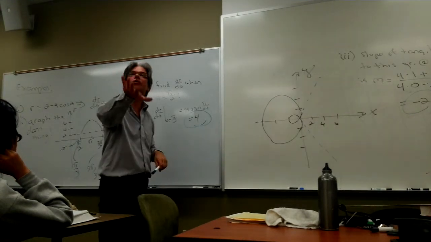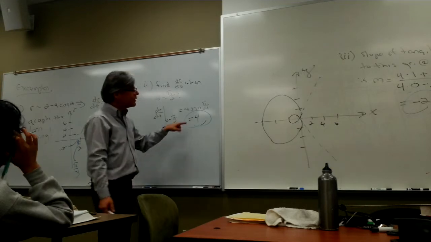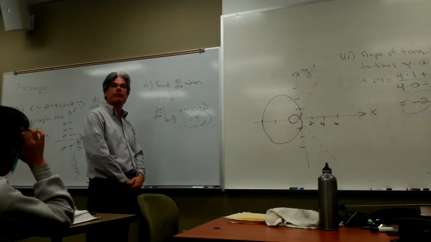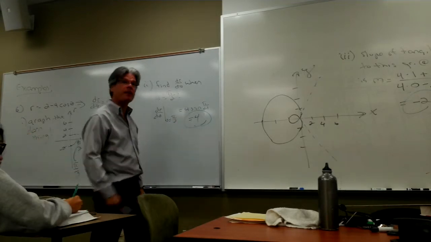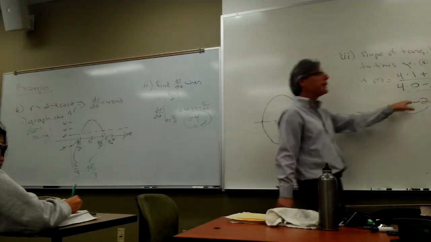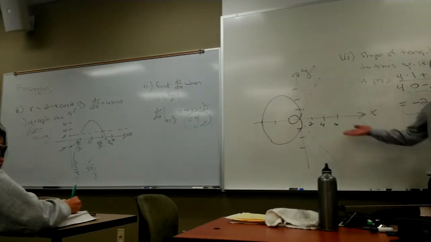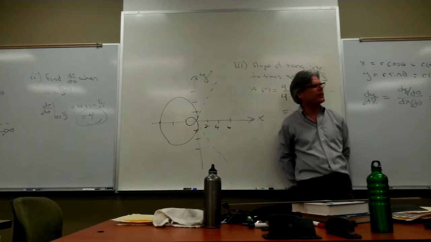I'm just shaking you up to make sure you understand the distinction between these two circled numbers. This is how r is changing with respect to theta at that value of theta. This is the slope of the tangent line at that particular value of theta in this rectangular graph. I said rectangular, in this polar graph.